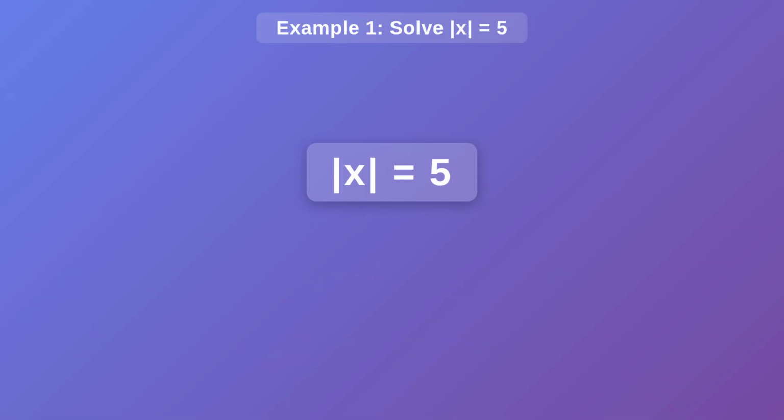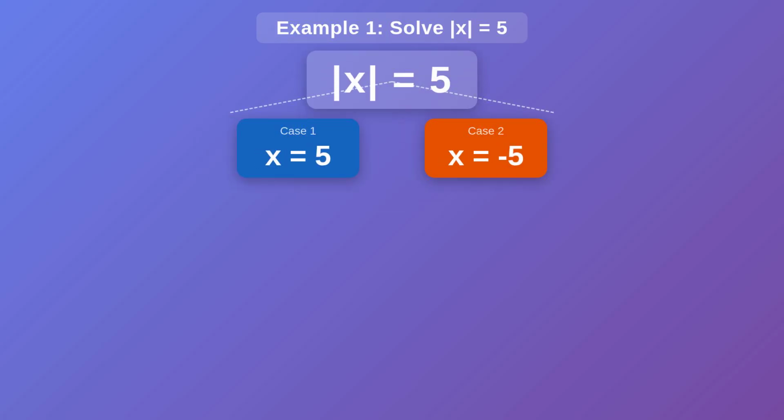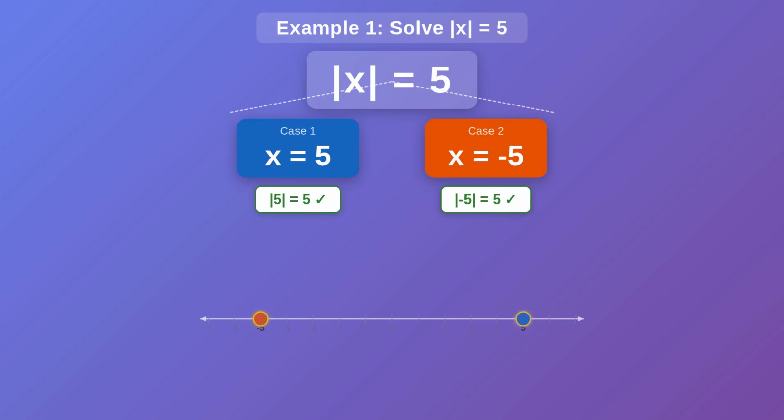All right, let's solve the exact problem Maya was staring at. Solve the absolute value of x equals 5. Step 1, we write our 2 cases. Case 1 says x equals +5. Case 2 says x equals -5.